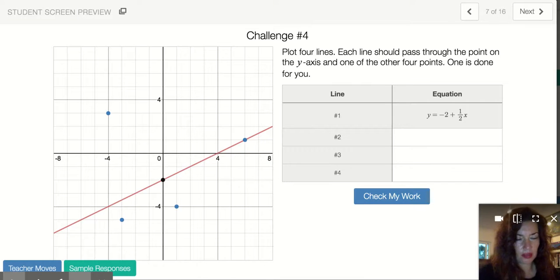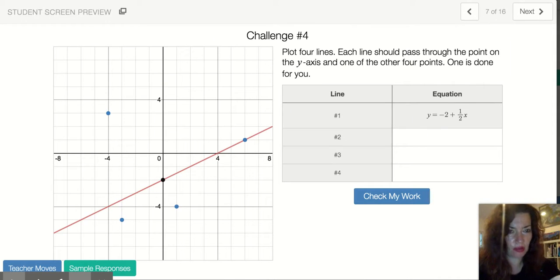Continuing on to slide number 7, you had to plot 4 lines where each line should pass through the point on the y-axis. So each line should pass through this point that I'm pointing at right now, 0, -2. And the first one has been done for you. If you look at the line that's been done for you, they wrote the equation as y equals -2 plus 1/2 x. So the -2 is your y-intercept and the slope is 1/2.